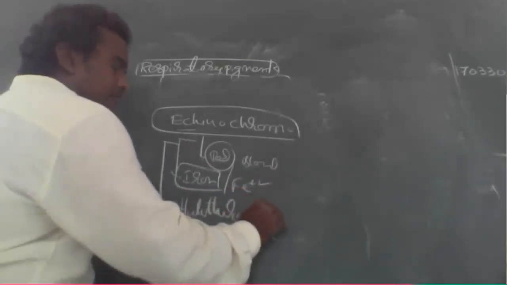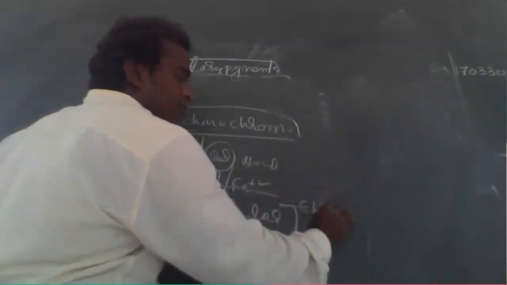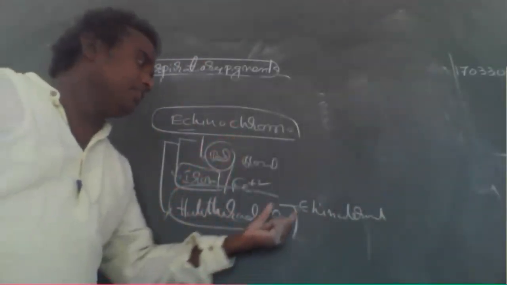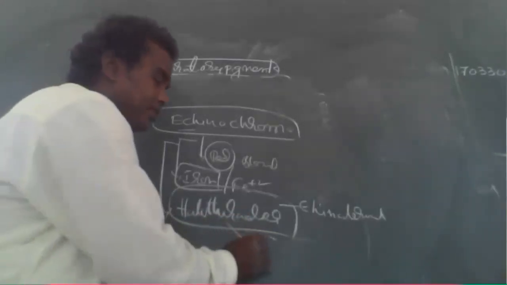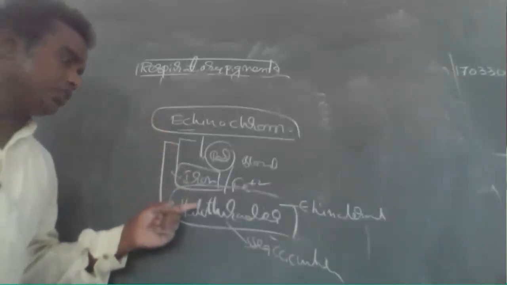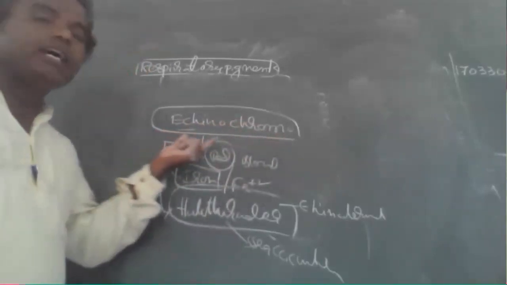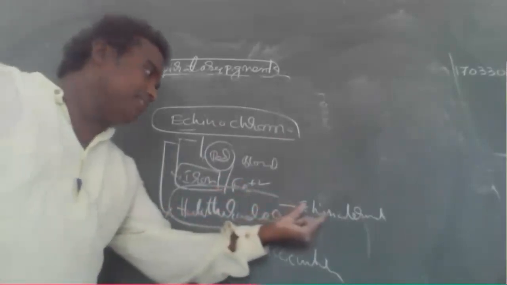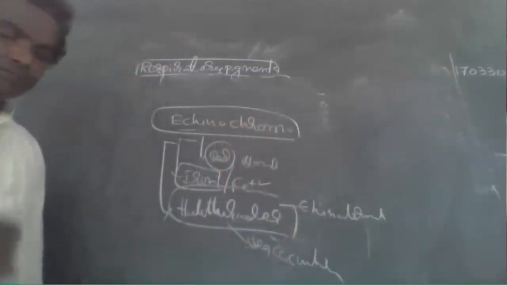This echinochrome is present in the examples of Holothuroidea of Echinodermata. Echinochrome is present in Holothuroidea. So that is Echinodermata. Example, sea cucumber. Holothuroidea is a class, and the example animal is sea cucumber. Holothurians contain the respiratory pigment echinochrome, which is red color blood, and it contains iron. So holothurians have red color blood. Echinodermata example: sea cucumber. Right, next one.